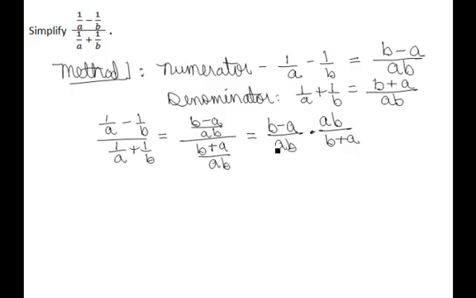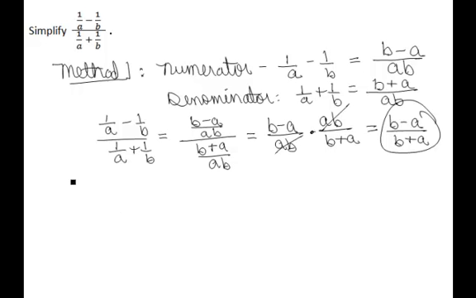So now you'll see that we have a common factor of both a and b in the numerator and the denominator, so we can cancel those, and multiplying straight across, we get the fraction b minus a over b plus a. So that's one method where you rewrite both numerator and denominator as a single fraction and then treat it as a division problem.